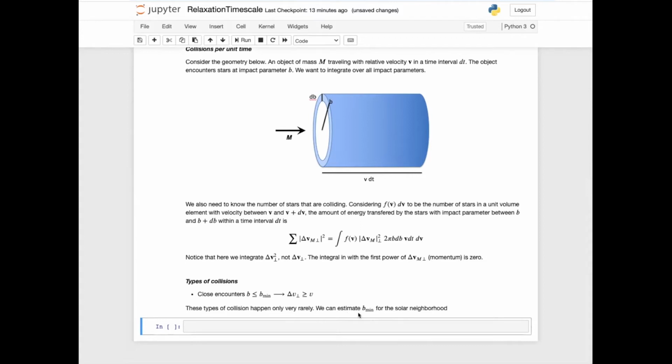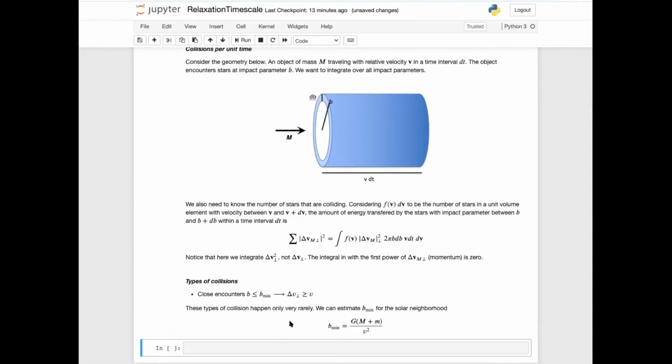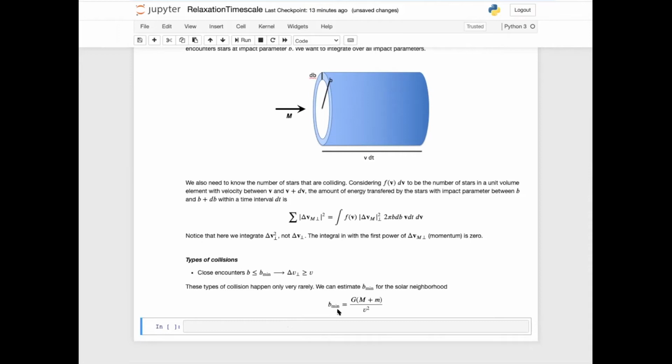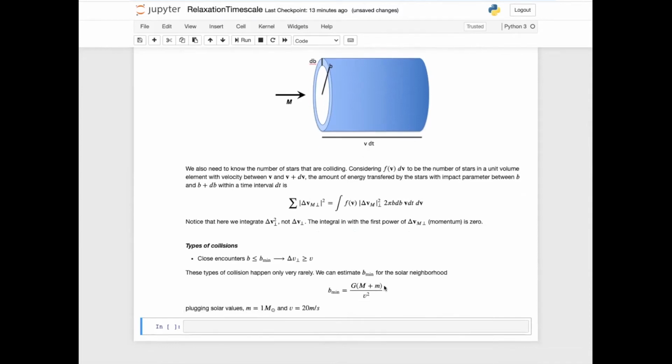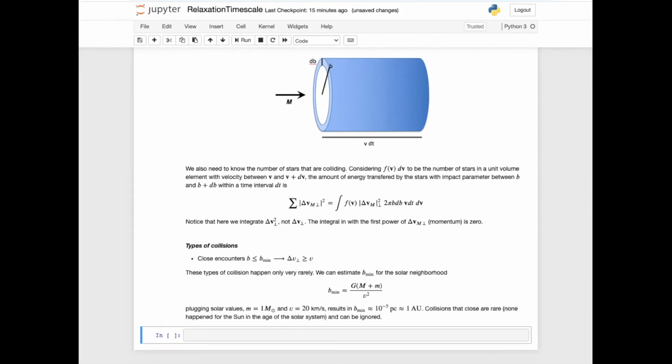We can see just how rare. What is the b minimum for the solar neighborhood? Let's estimate that, and we can see what is the b minimum for the sun. So b minimum, again, is the semi-major axis of the hyperbola, which is given by this equation. If you plug in solar values, so m equal to 1 solar mass, the big M also equal to 1 solar mass, the velocity being equal to 20 kilometers per second, that results in a b minimum of 10 to the minus 5 parsec, which is about 1 AU. So indeed, collisions this close are rare. None has happened for the sun in the age of the solar system, so they can be ignored.